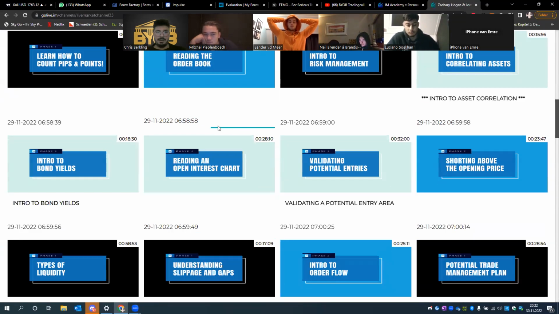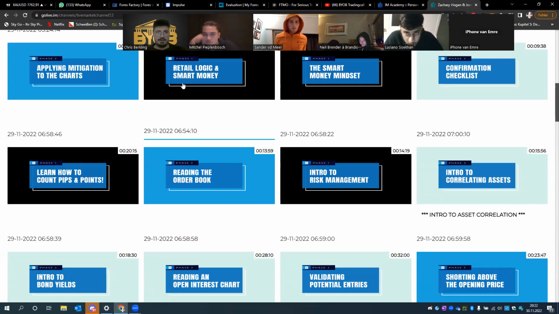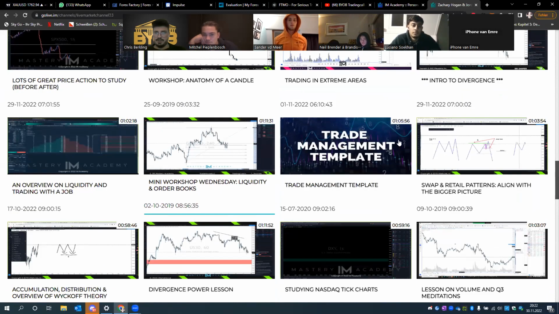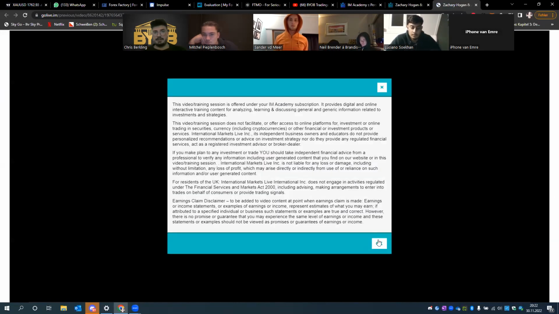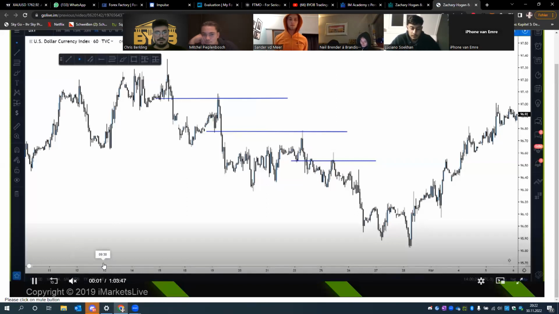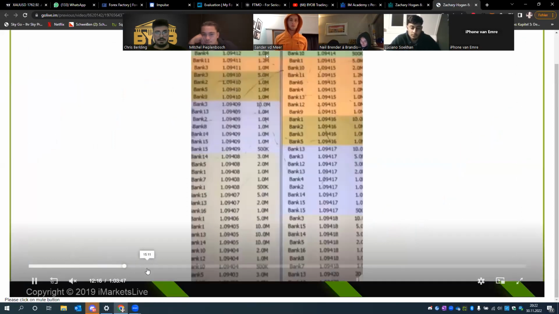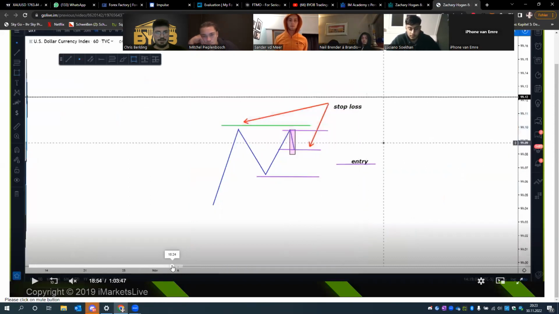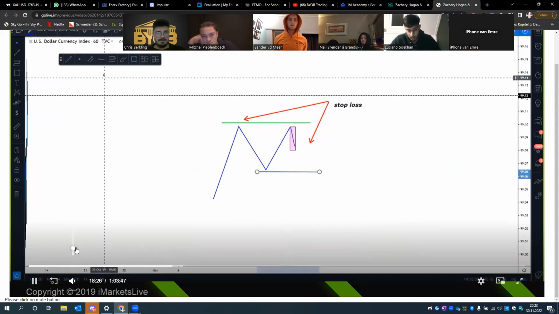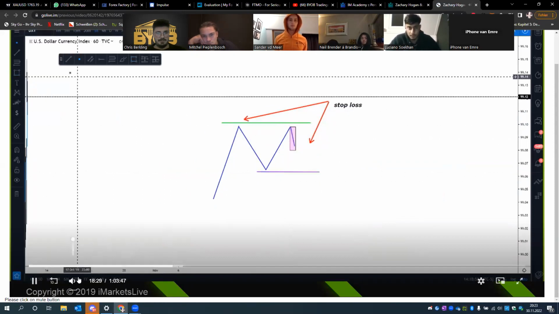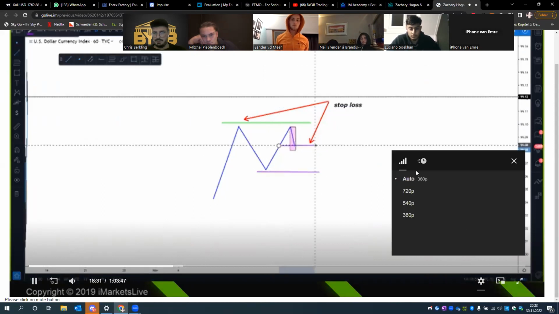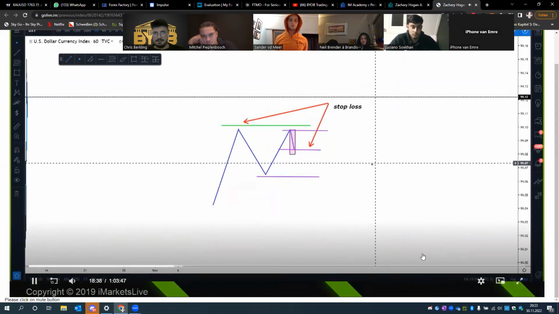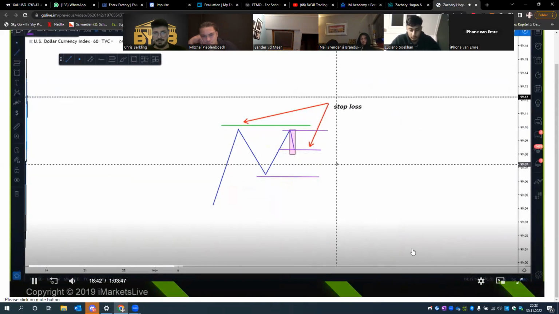And then what they have is, where is it at? Retail Logic, Smart Money. This is a good video. But they have an older one where they show this here: swap retail patterns. There it is, right, what I told you. Purple line equals entry. Maybe an entry here, or an entry here.